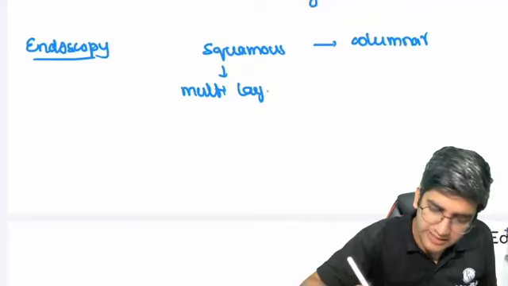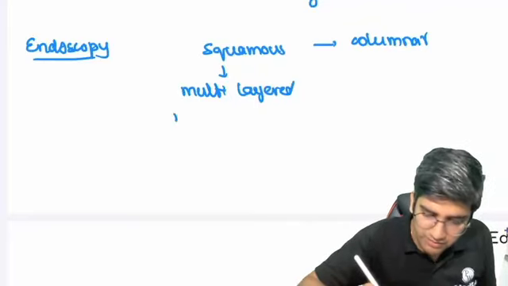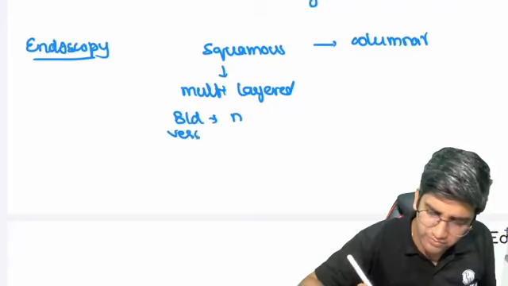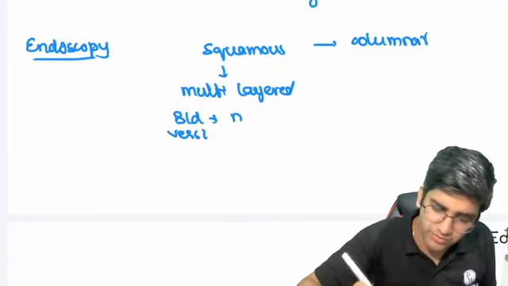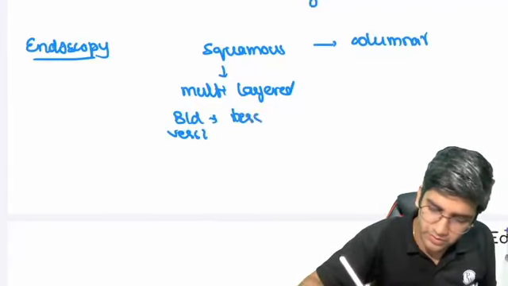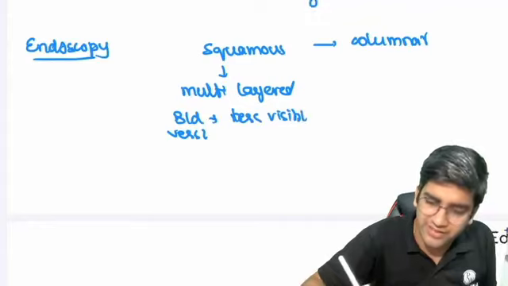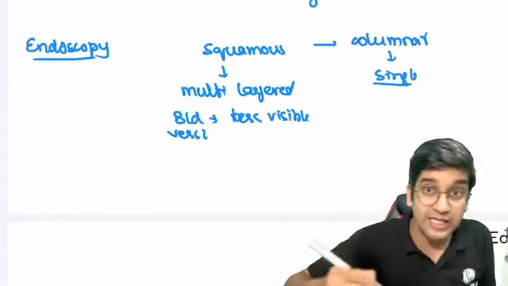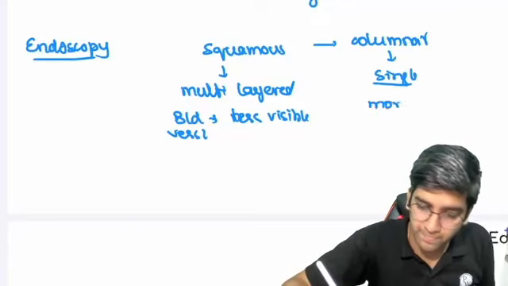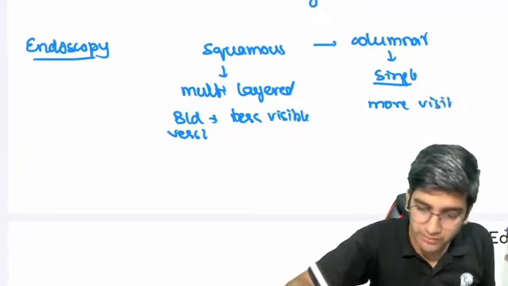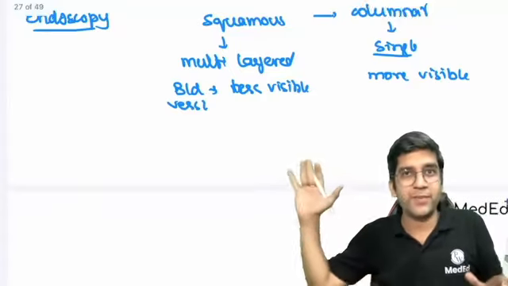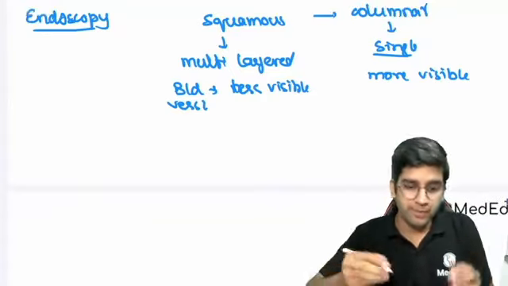My squamous is multi-layered. When something is multi-layered, the underlying blood vessel will be rarely visible or less visible. I'm not saying invisible, I'm just saying less visible. But columnar epithelium is a single layer and the underlying blood vessel will be more visible. That's it. So now tell me, to the naked eye, my columnar epithelium is going to be red in color, and my squamous epithelium is not going to be red, it will be pale in color, right?